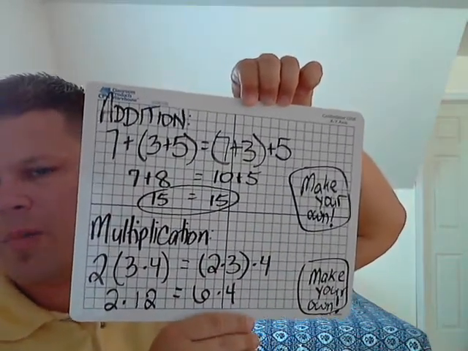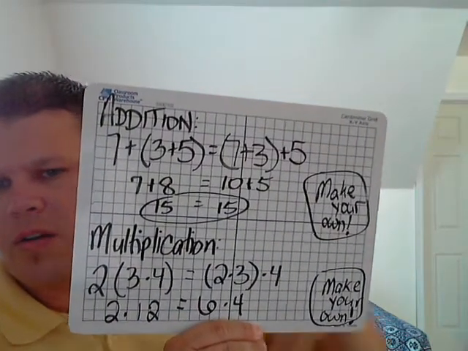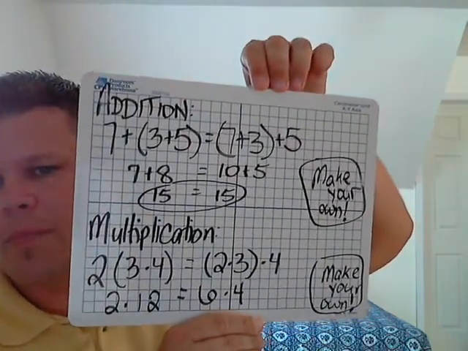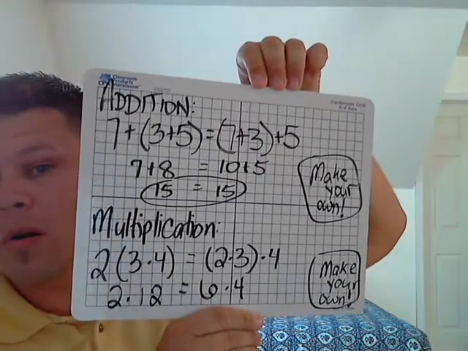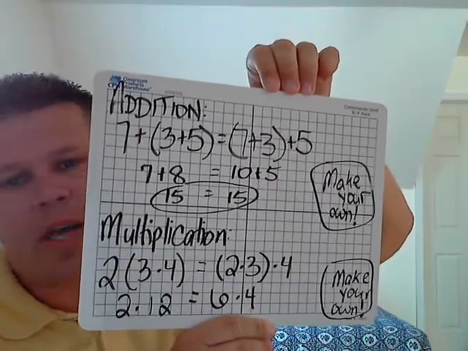I encourage you to copy this down, but I also encourage you to make your own examples. Sometimes making your own example will actually be a little more helpful than just mine, especially since I'm only giving you one per property. For multiplication, it works the same exact way.